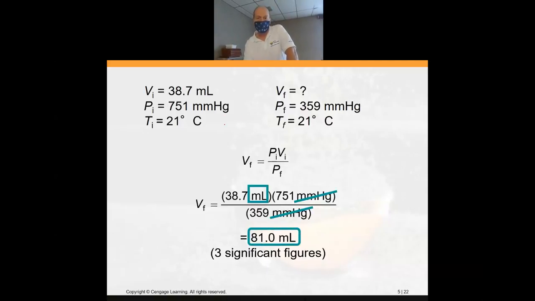So again, 3 sig figs. Make sure you put your sig figs right. 3 there, 3 there, 3 there. The only correct answer is going to be given to 3 sig figs. Your calculator may just say 81. Make sure you put in the 0.0. 3 sig figs for your answer.